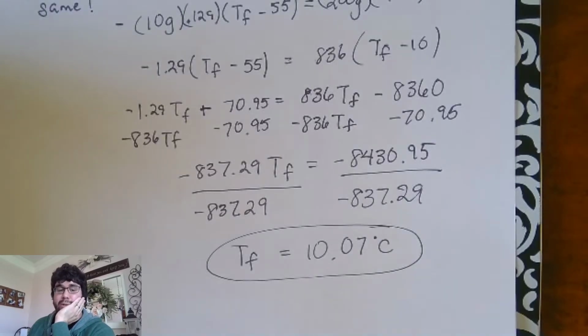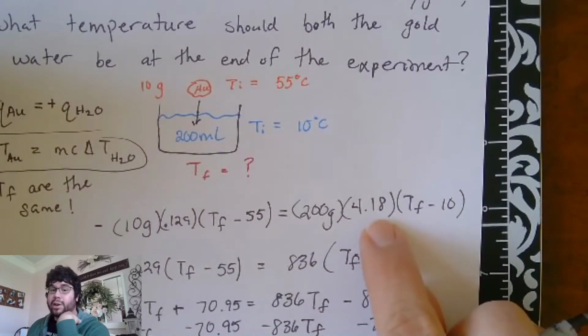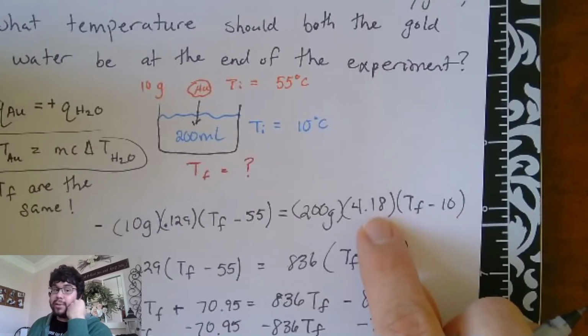And you might be asking yourself, I just put a really hot piece of metal into cold water. Why did the temperature of the water only go up by 0.07 degrees Celsius? Well, a reminder, the specific heat of water is 4.18 joules per gram Celsius. It takes a lot of energy to raise the temperature of water. Remember, that number is how much energy in joules it takes to raise 1 gram of water by 1 degree Celsius. 4.18 is a huge number.